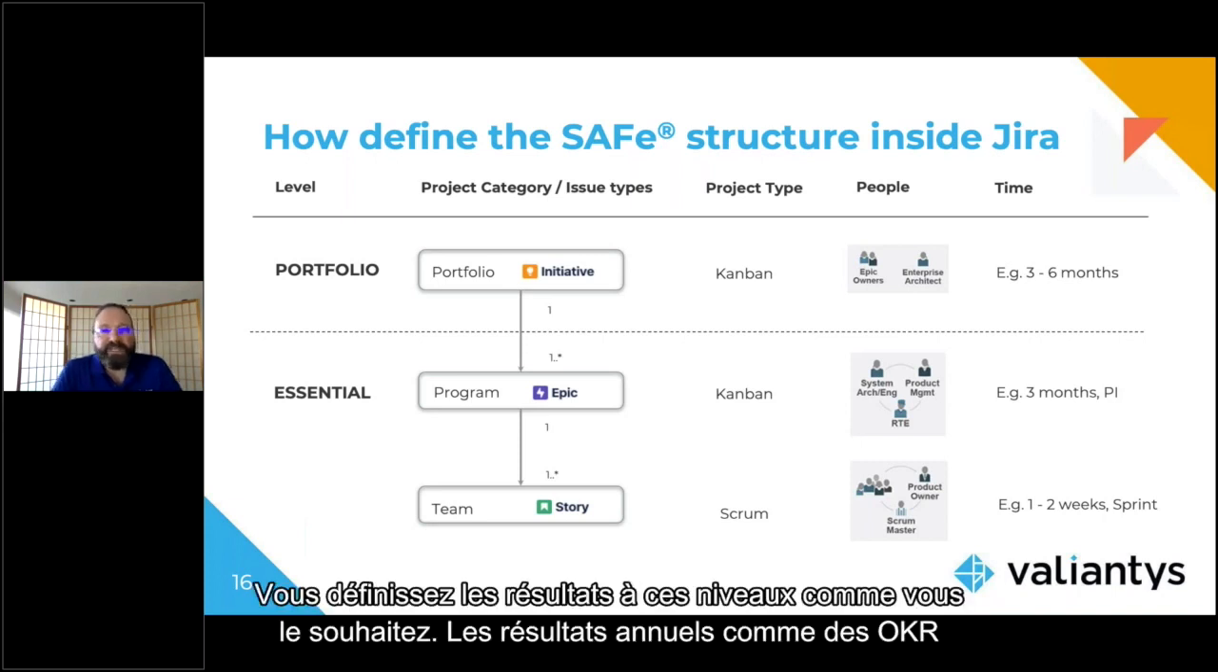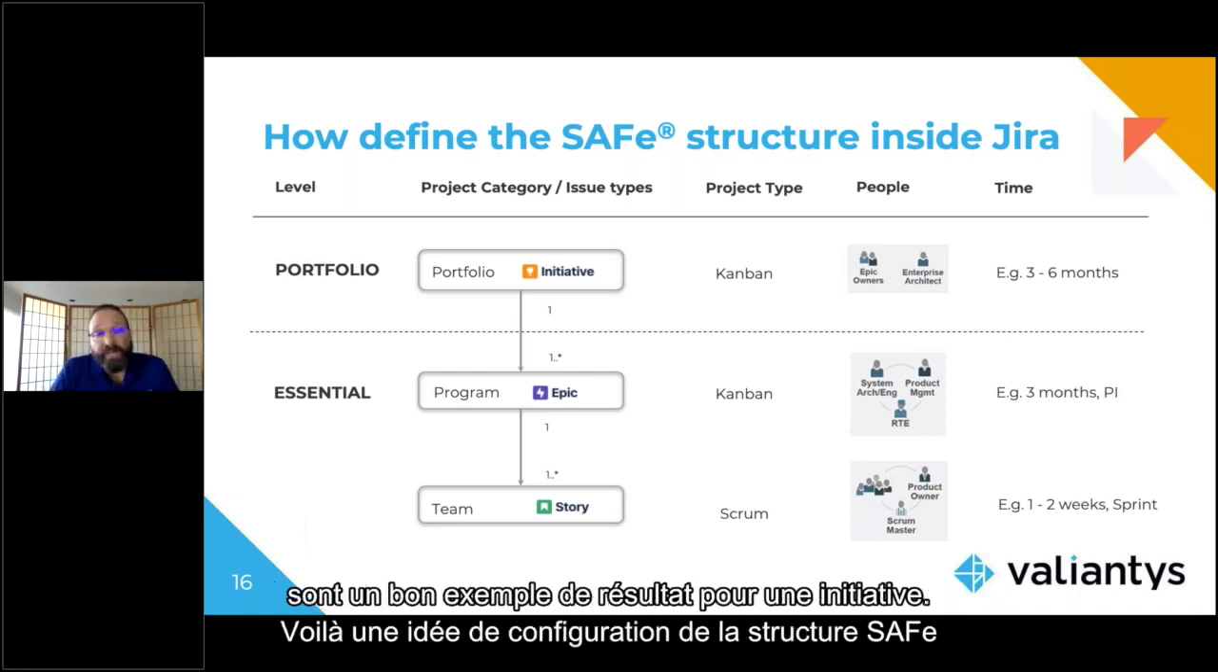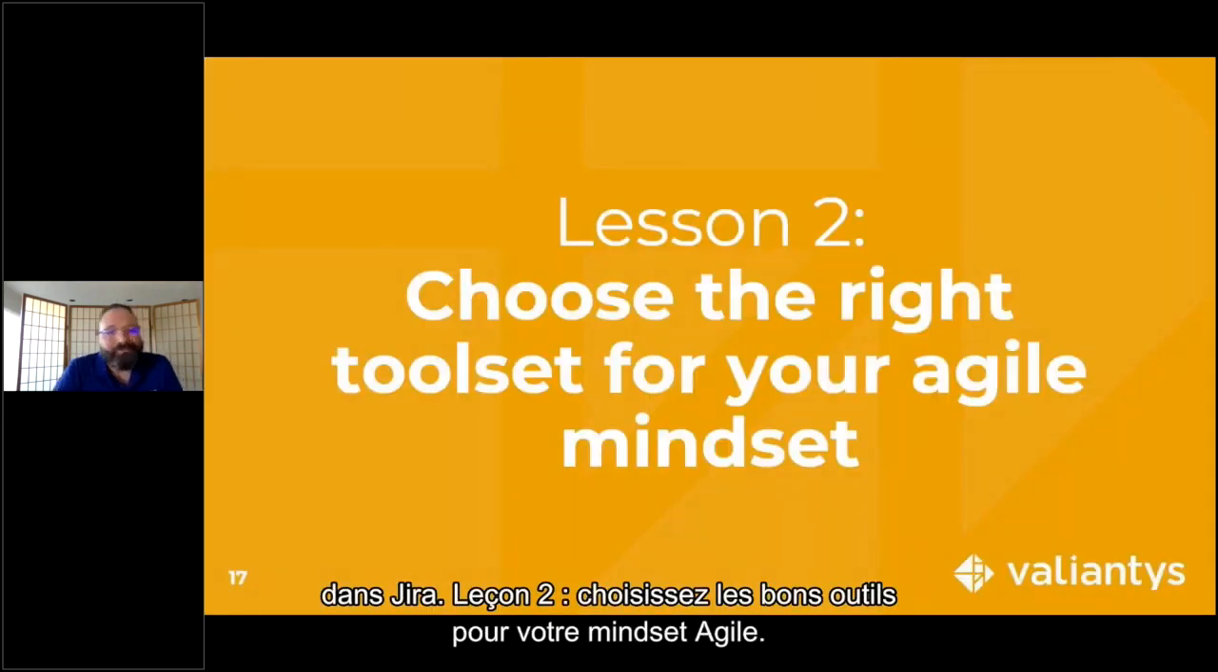For outcomes of these levels, you could define those as you wish. Things like annual OKRs would be a good outcome of an initiative, for example. So that's an idea of how we would set up the SAFe structure in Jira.